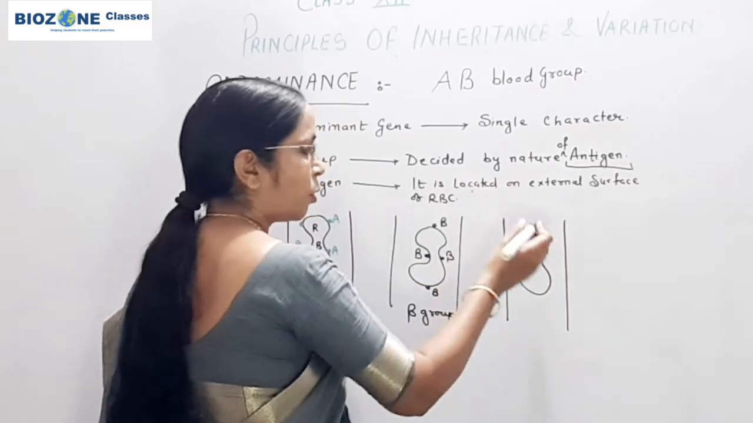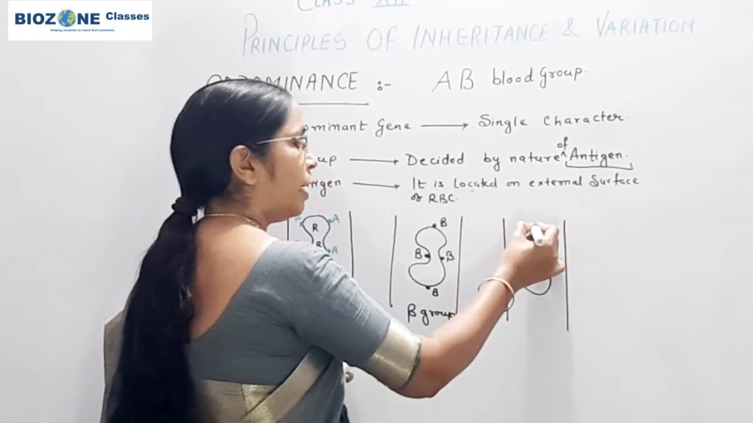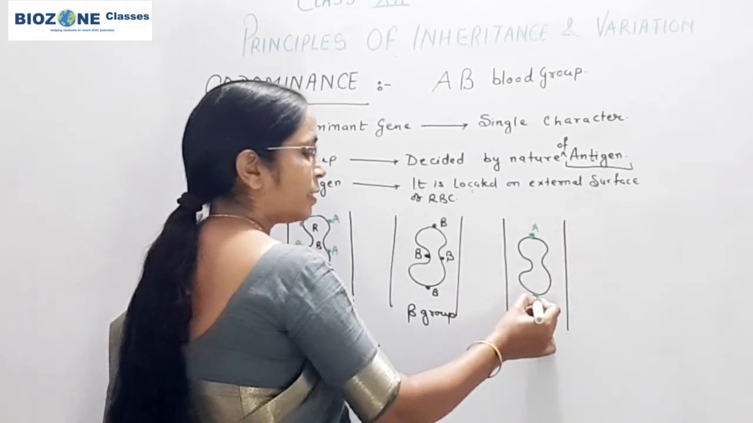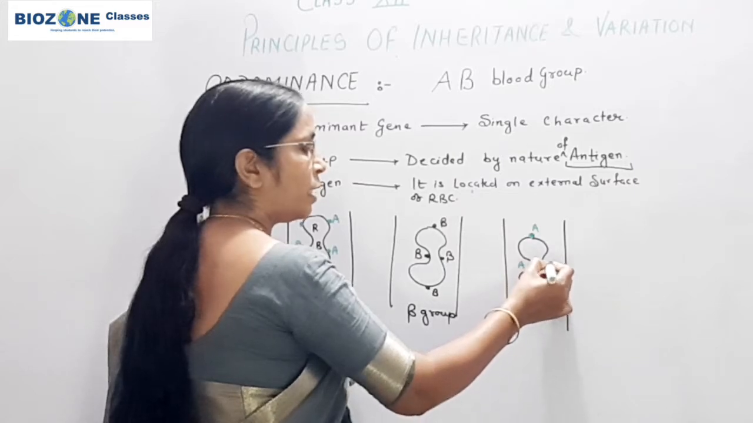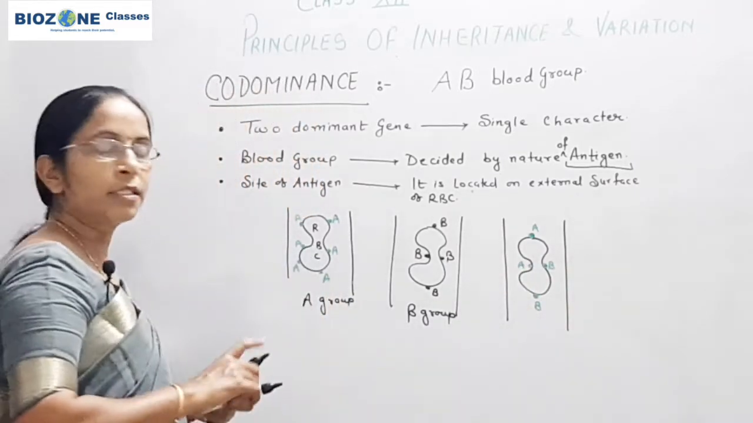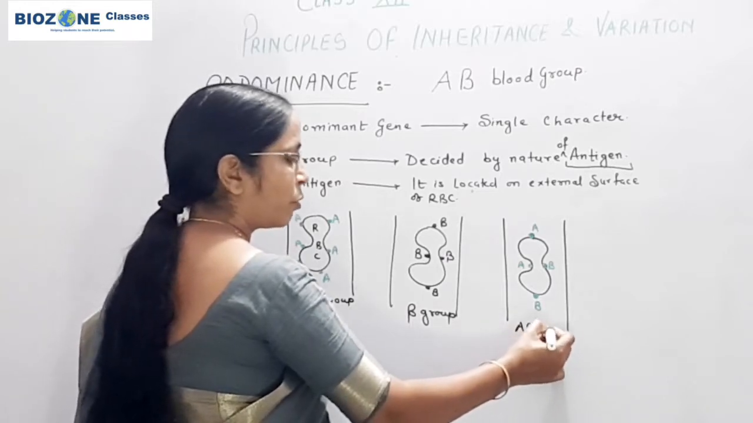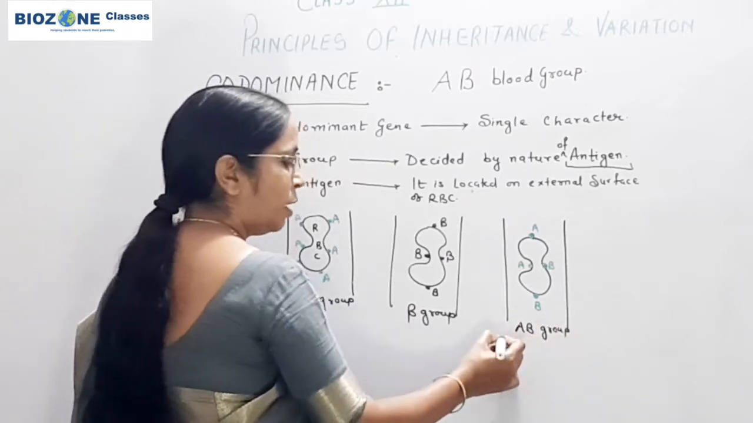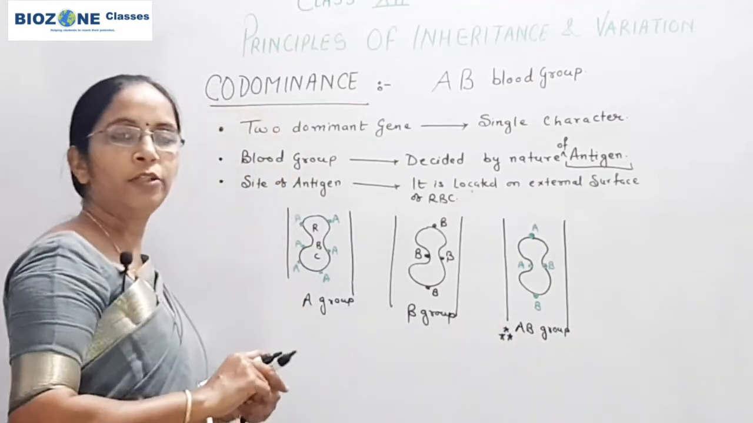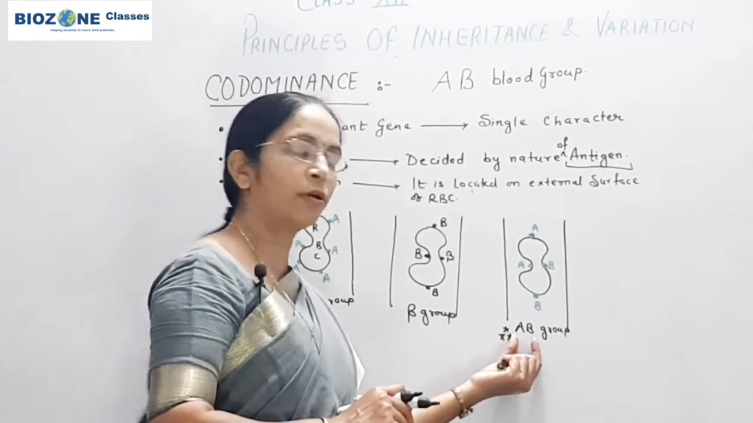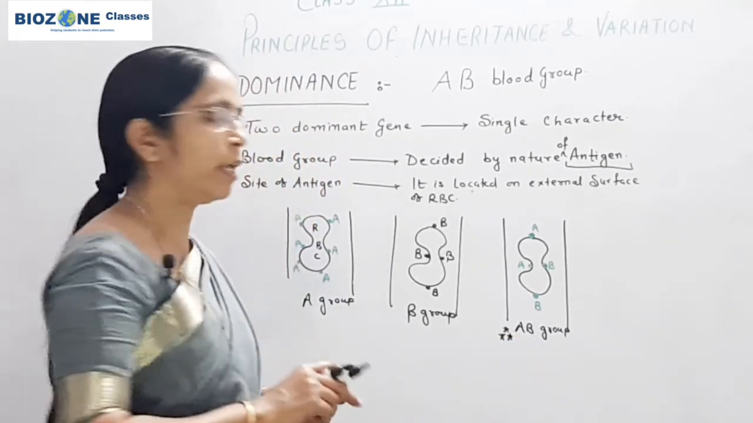Now the most important part for the study of codominance: when both antigen A as well as antigen B are present on the external surface of RBC, the blood group is AB blood group. This is the classical example where two dominant genes are required for the production of A and B antigen, and it is called the codominance phenomenon.